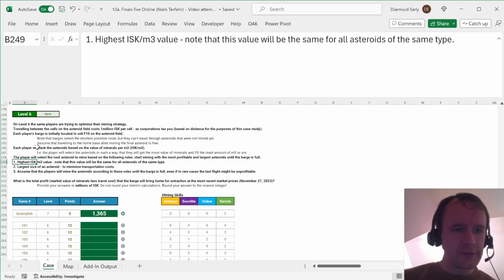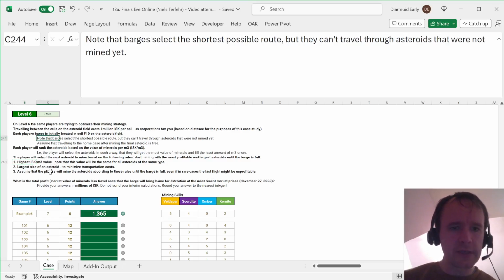But then the other thing is, there's this instruction here that the barge selects the shortest possible route, but they can't travel through asteroids that are not mined yet.